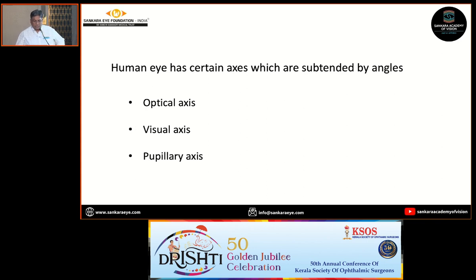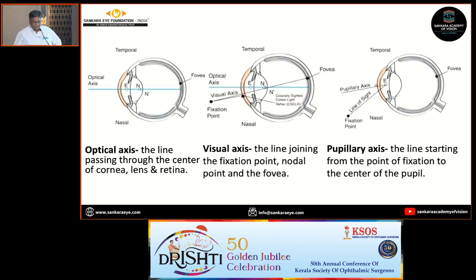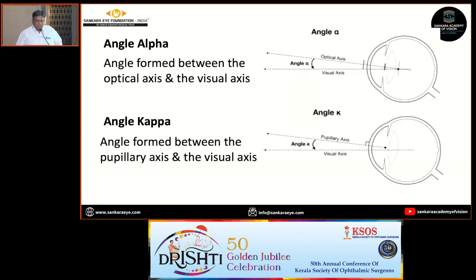Now, the human eye has certain axes which are subtended by angles: the optical axis, the visual axis, and the pupillary axis. The optical axis is the line which passes through the center of the cornea with the limbus as the reference. The visual axis is a line joining the fixation point, and the pupillary axis is the line intersecting the center of the pupil with the pupil as the reference. Angle alpha is the angle formed between the optical axis and the visual axis, remembered by the mnemonic OVA, whereas angle kappa is the angle formed between the pupillary axis and the visual axis, and it can be remembered as PVK.